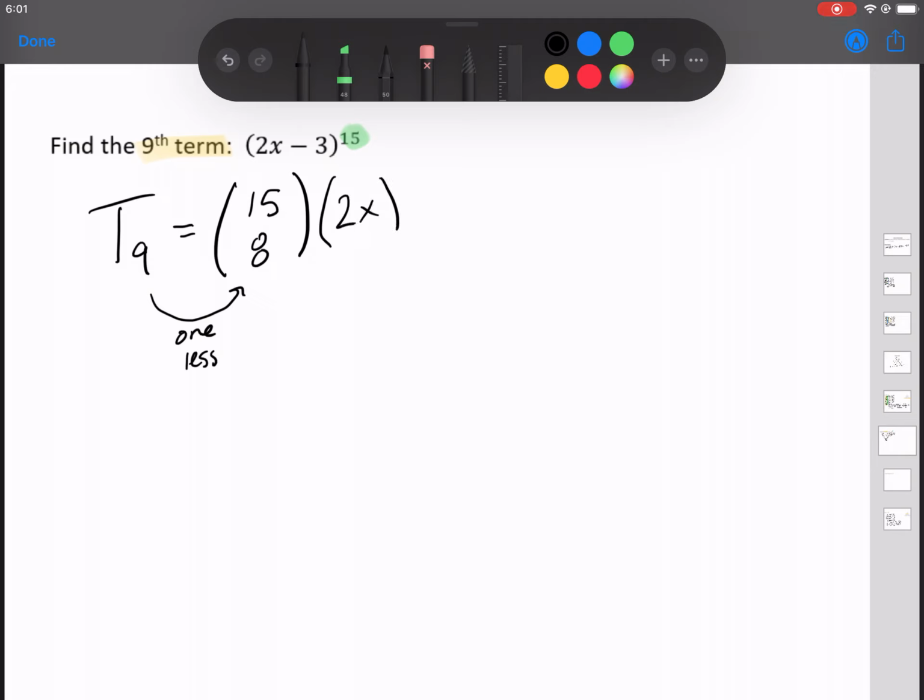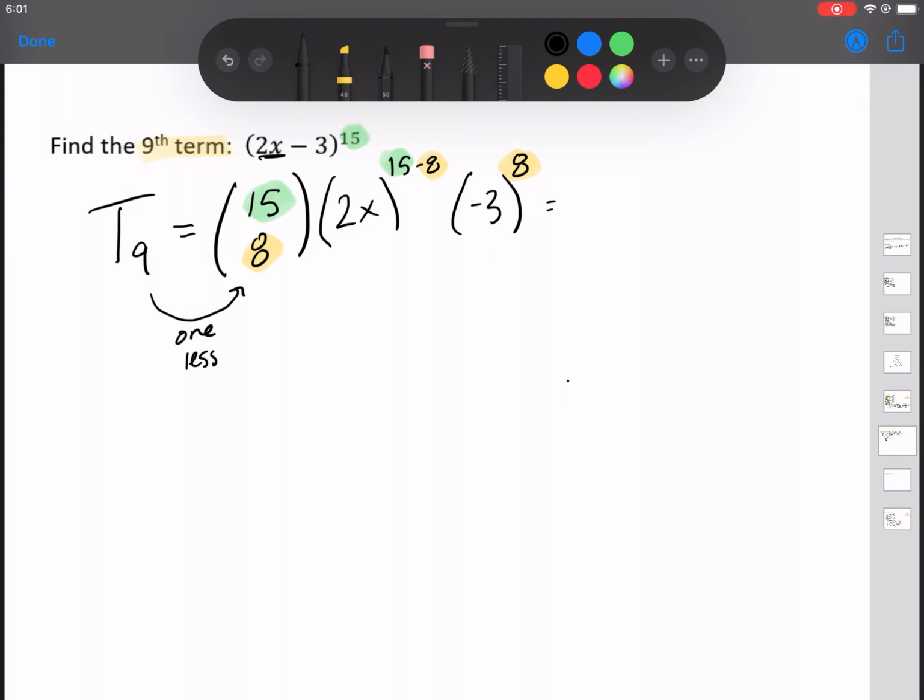Then you take your first term inside the parentheses and raise it to the 15 minus 8 power. So the 15 right here, and then the 8, you're subtracting, right? And then you take your last term, which is negative 3, and you would raise it to the 8th power. So we've got 15 choose 8, and then 2x raised to the 15 minus 8, and so on.